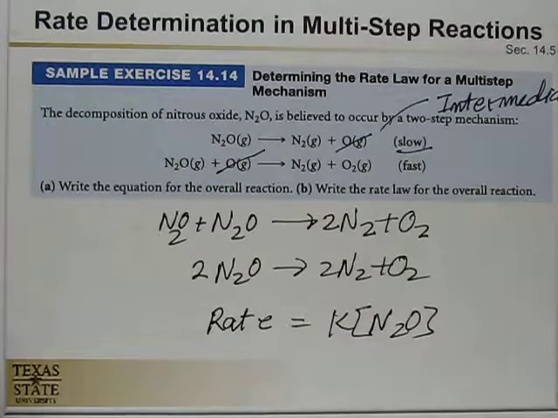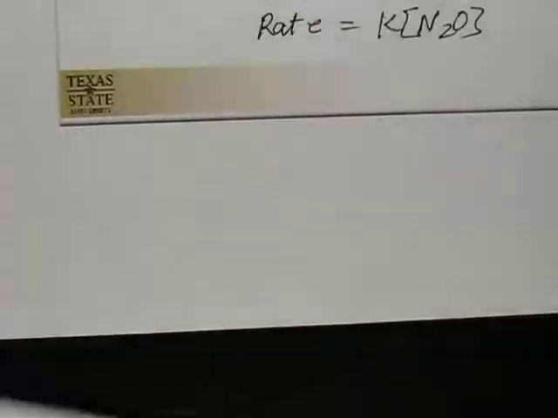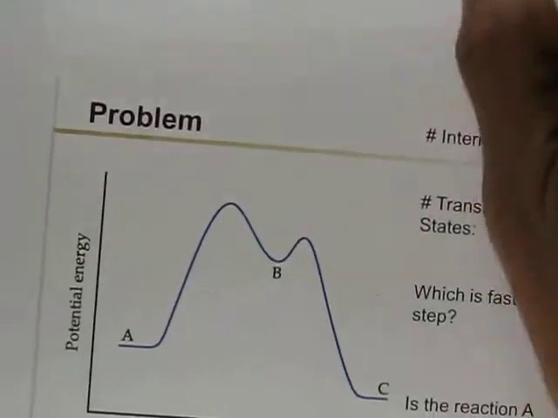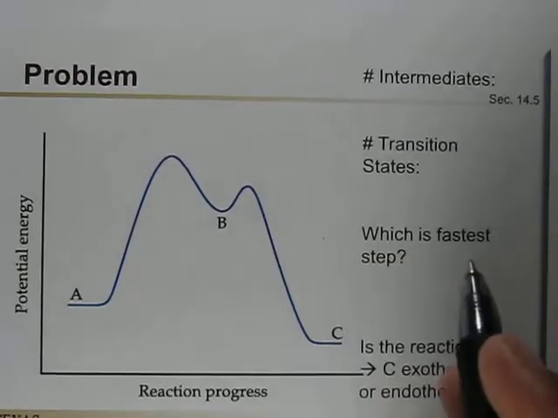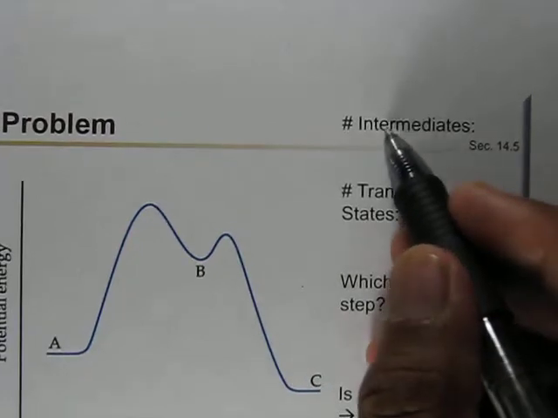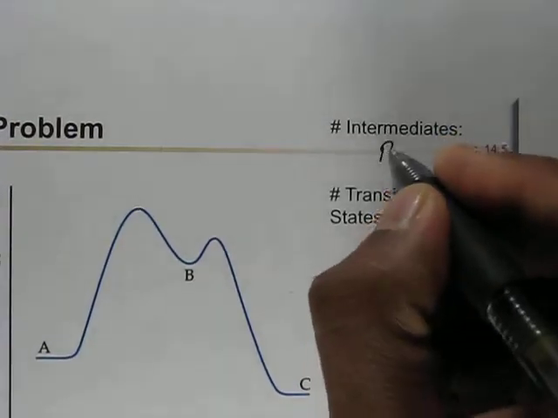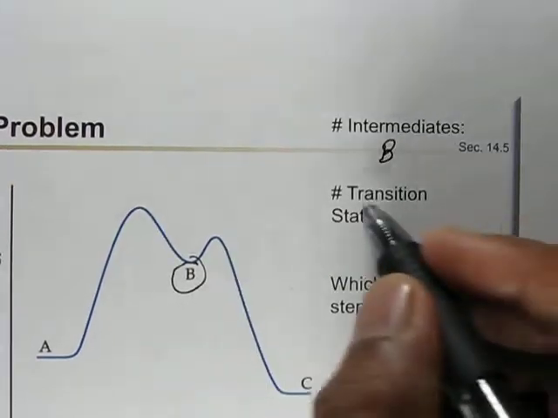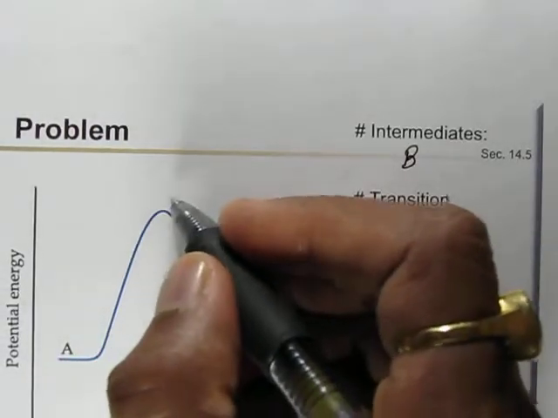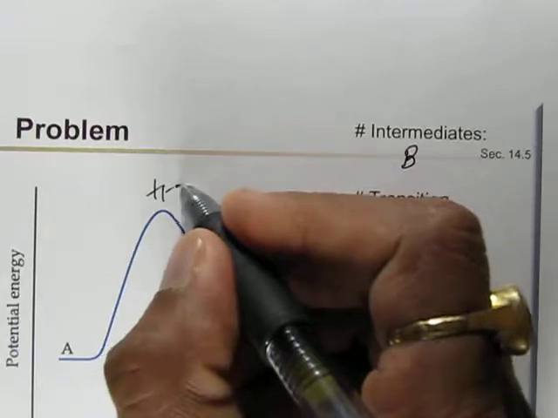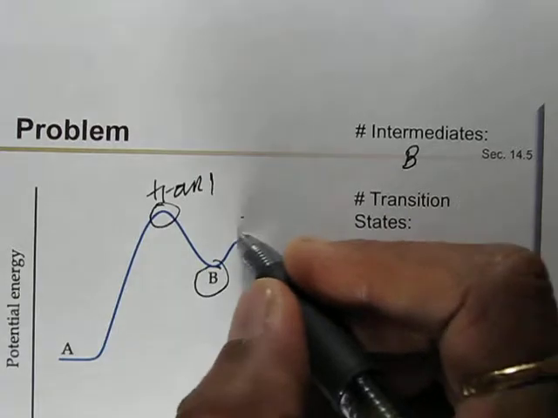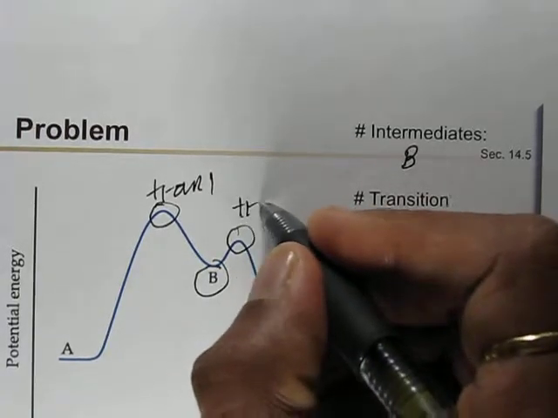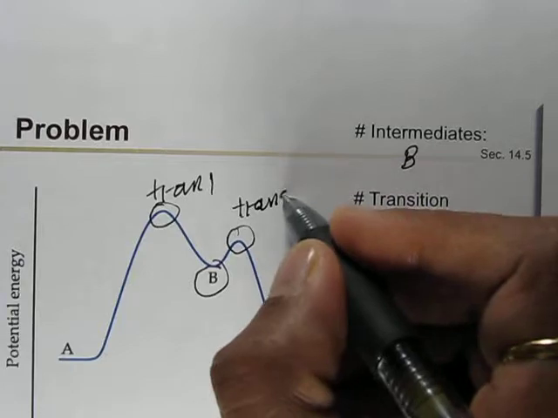Right? So the next and the last slide for this part is this one, on how you will determine the transition state and the intermediate. What is the intermediate here? The intermediate will be B. This is the intermediate. This peak is called transition state number 1, and this peak is also called transition state number 2.